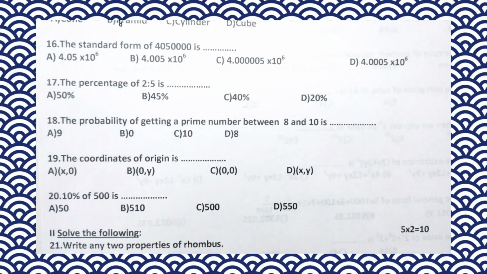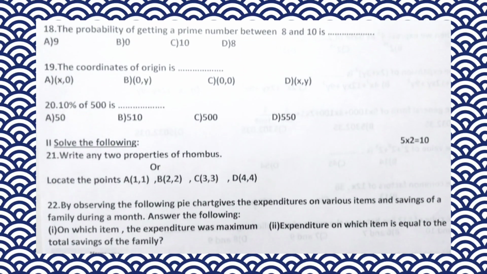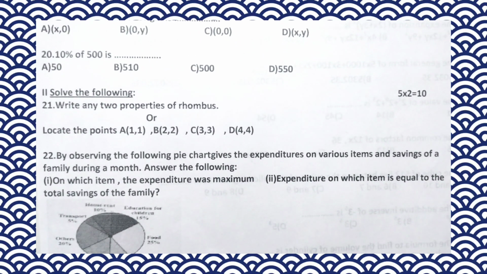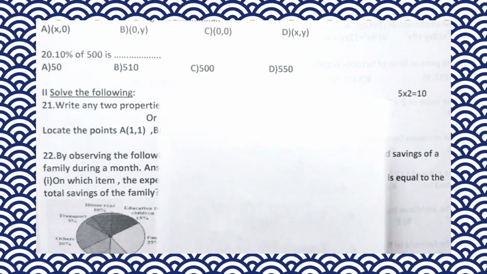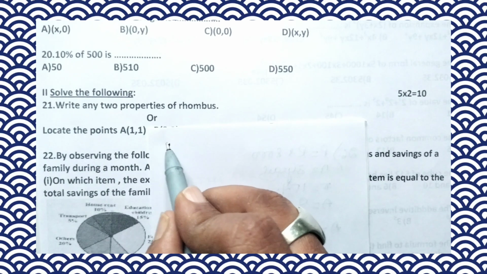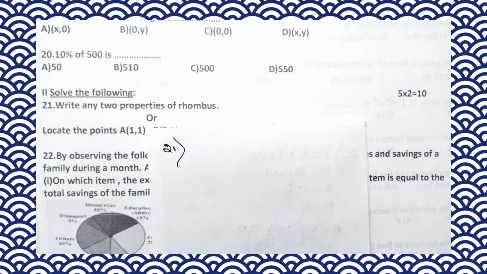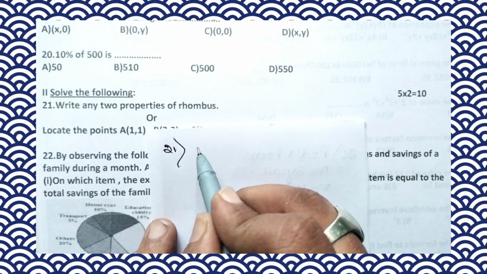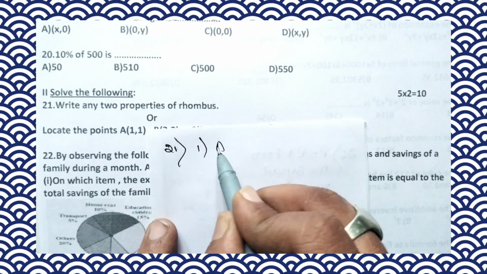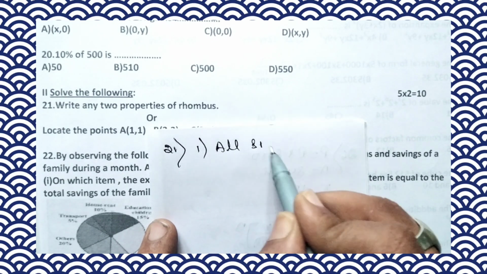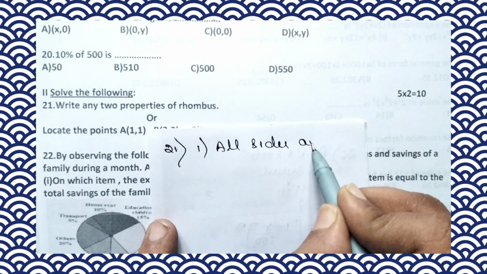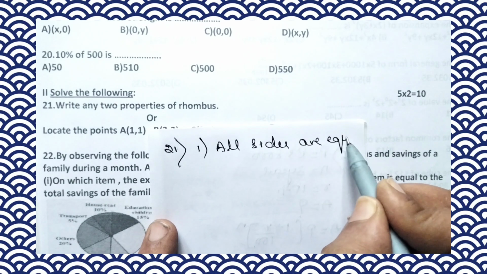Now let us move to the next question, that is the descriptive question. He asked: write any two properties of a rhombus. So now let us answer what are the properties of a rhombus. The first property of the rhombus is that all sides are equal. In a rhombus all sides are equal.